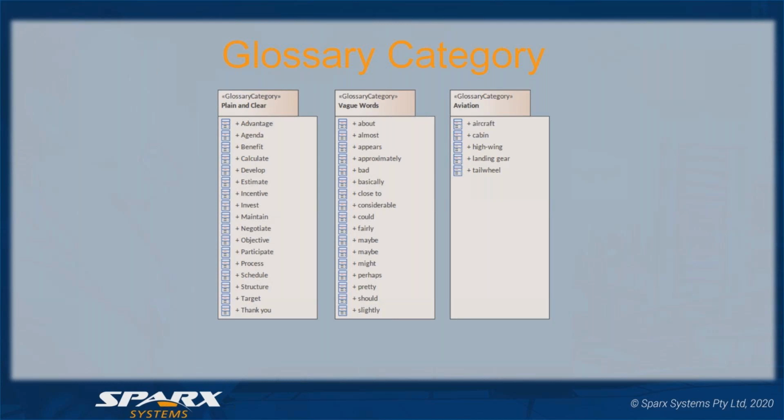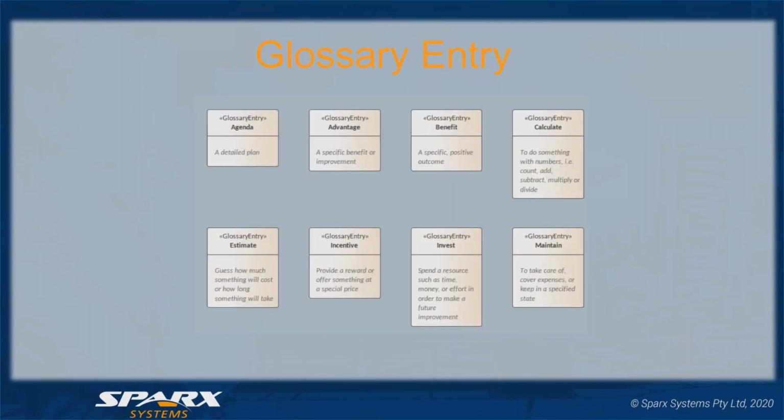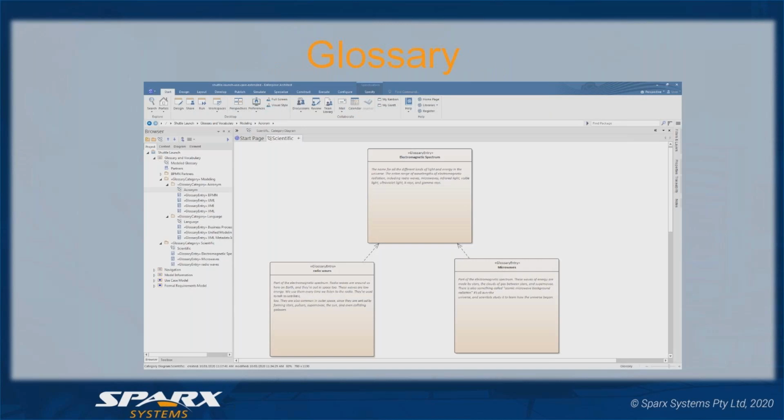And we've got a third category here for aviation. Some businesses will have scientific terms or business terms or finance terms or legal terms that need to be modeled within Enterprise Architect so everybody understands what the terms are and how they work. And then you can take those entries, define those elements, and model them within Enterprise Architect.